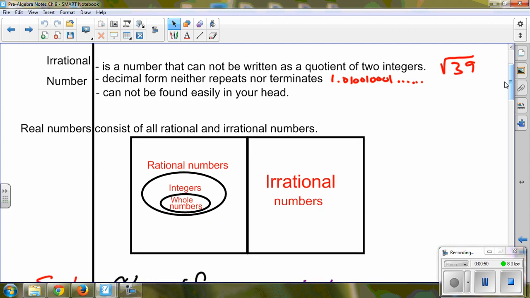So here we have a family tree of considering real numbers. Real numbers consist of all rational and irrational numbers. So here we have rational numbers. Inside of that is integers, and inside of that is whole numbers. And then everything else is irrational numbers: square roots that we can't find easily, so square root of 12, or the pattern that we have here.